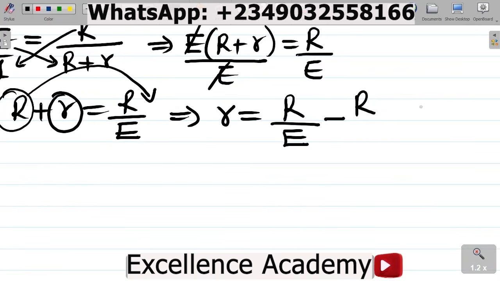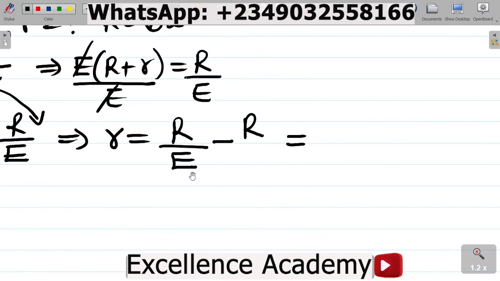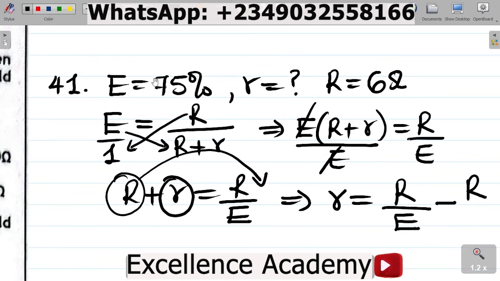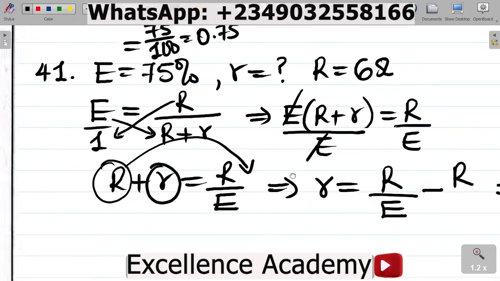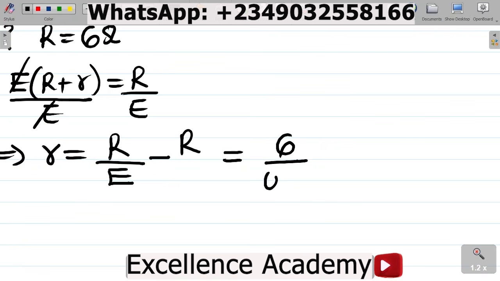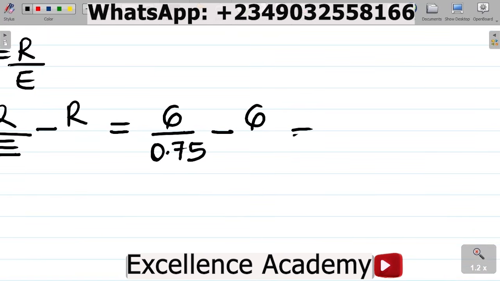Let's impute values. Capital R, the value is 6. So 6 all over the value of E, which, don't forget, we said is 75%. We'll convert this. 75% is simply 75 all over 100, and that's equal to 0.75. So E is actually 0.75, which is 75%. So all over 0.75, minus R. The value of R again is 6. That's external resistance. So let's punch 6 divided by 0.75. That's 8. So 8 minus this 6 here, and that's equal to 2.